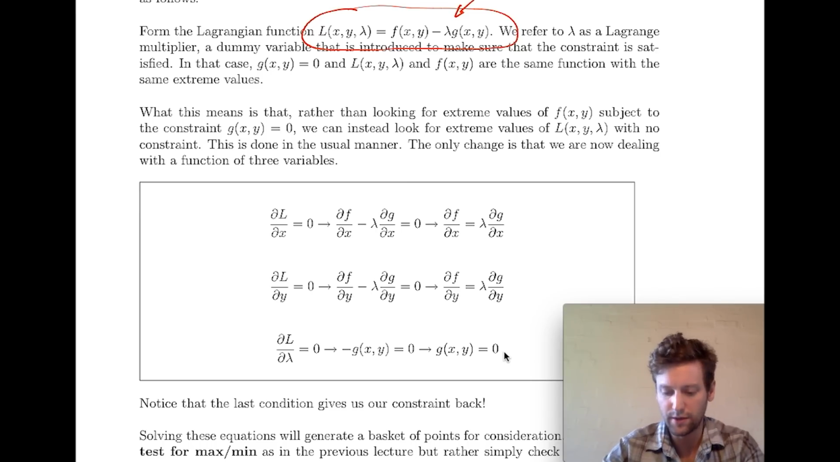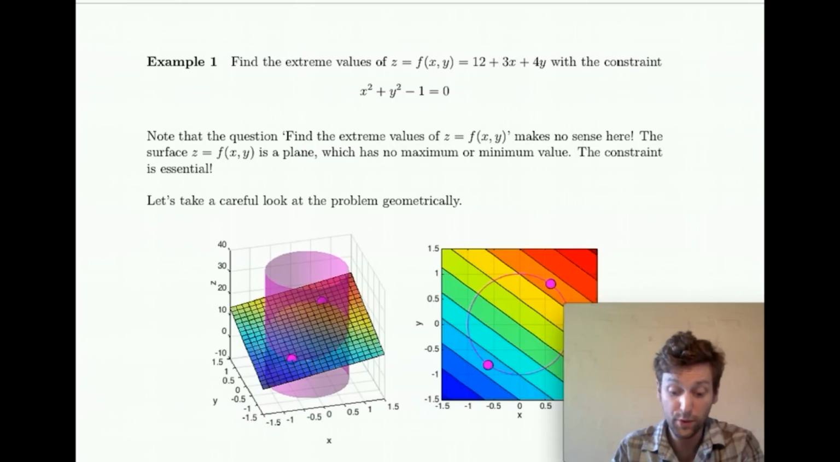Let's illustrate this with an example. So in this problem, we've got a function f of x and y equals 12 plus 3x plus 4y. Now that's the equation for a plane. So if you think about it, asking what the extreme value of that is doesn't make any sense. It extends to infinity. So the maximum value is plus infinity and the minimum value is minus infinity. So in this case, we actually need a constraint to make the problem make any sense.